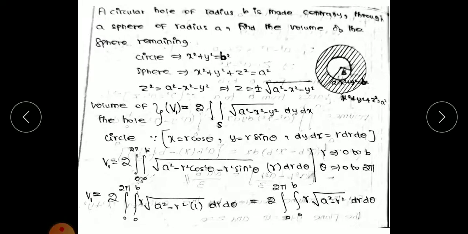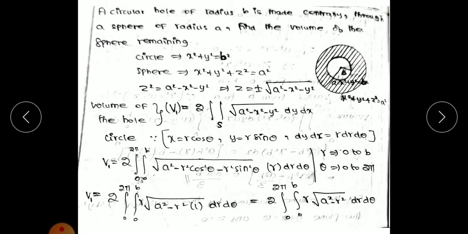So volume equal to 4 into the double integral of z dy dx, that is the volume of the paraboloid. Here we are taking the first quadrant, so it comes under polar coordinates: x equal to r cos theta, y equal to r sin theta. So r varies from 0 to 4 and theta varies from 0 to pi by 2. Apply the limits and get the answer.